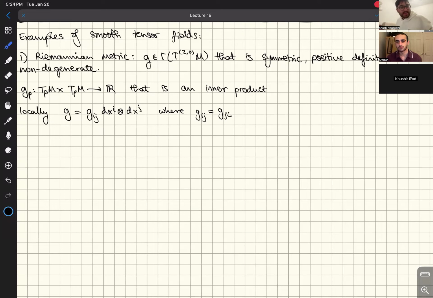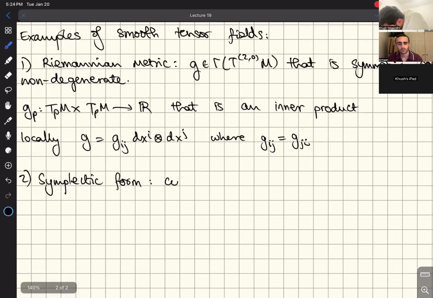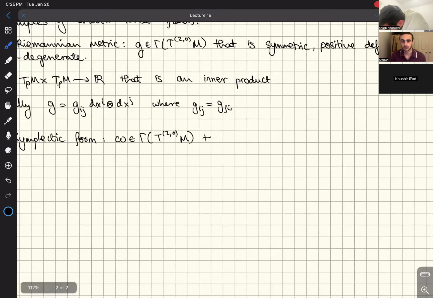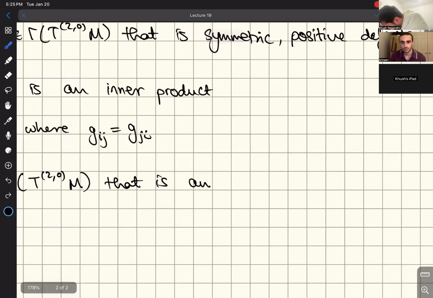And then the second important structure that we'll talk about is called a symplectic form. A symplectic form is omega in, for now, this space, that is almost the opposite of this. So it's anti-symmetric and non-degenerate.